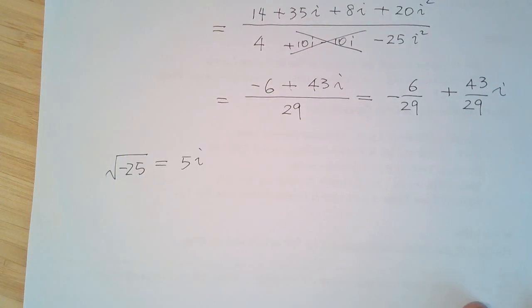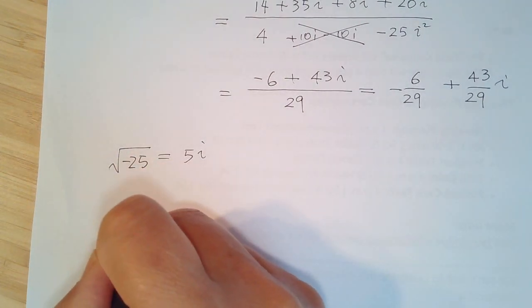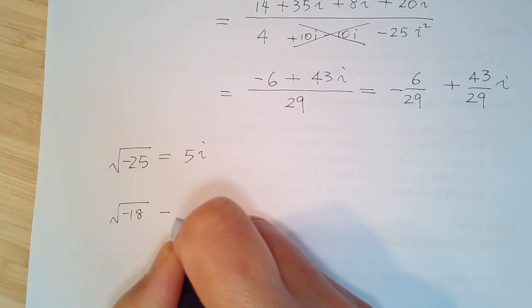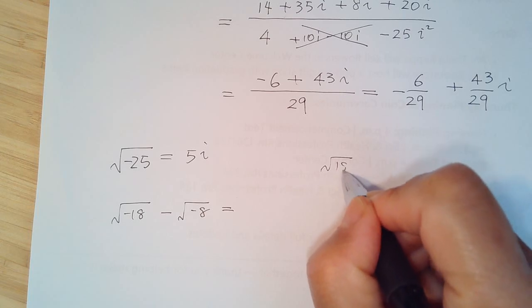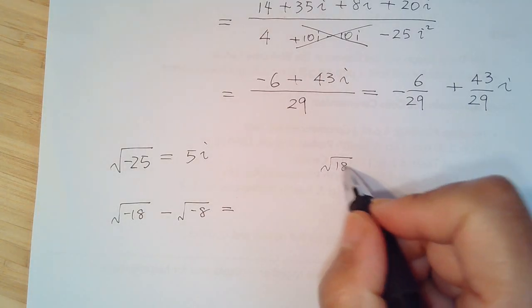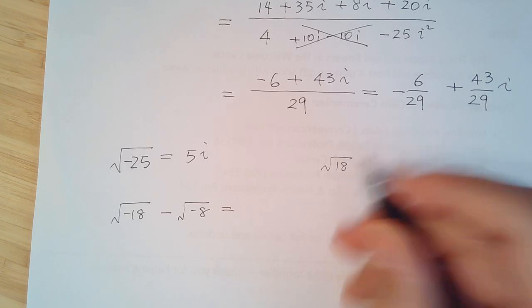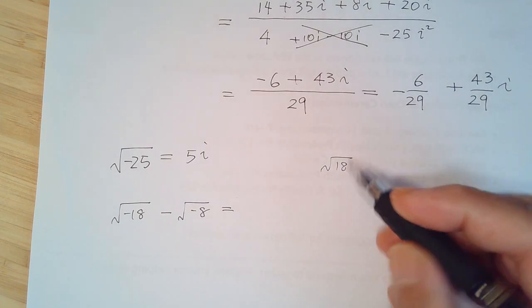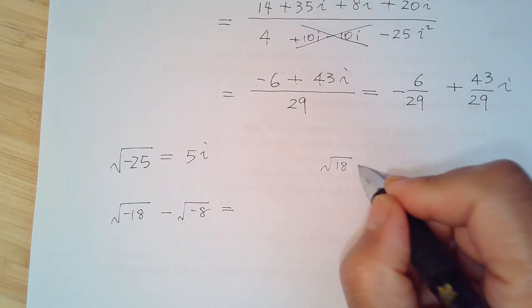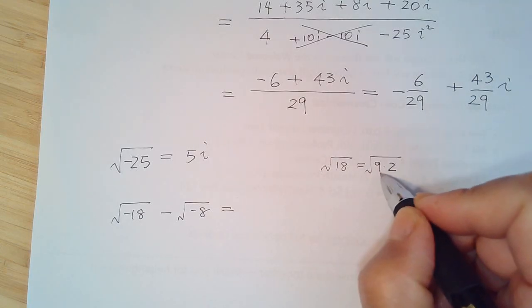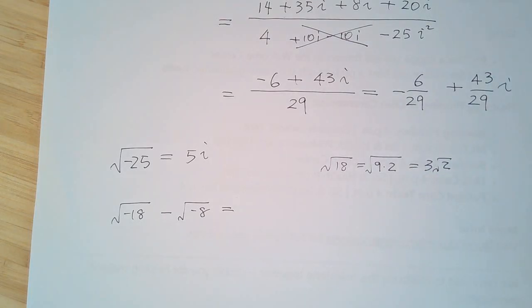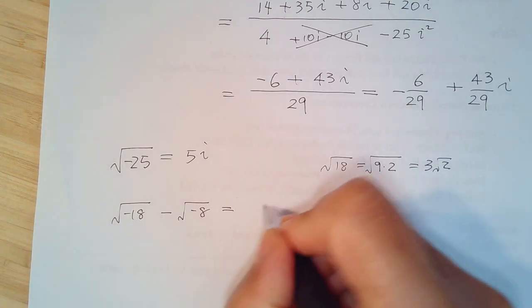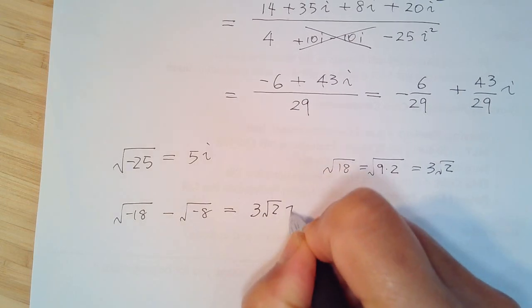All right, now let's work on 3 questions. The first one, square root of negative 18 minus the square root of negative 8. Can you simplify this? Do you know what is the square root of 18? We have to see whether there is any factor of 18 that is a complete square. So 18 is 9 times 2, and the square root of 9 is a 3. And since here is a negative, I will just have an i after that. So I get 3 square root of 2 i.